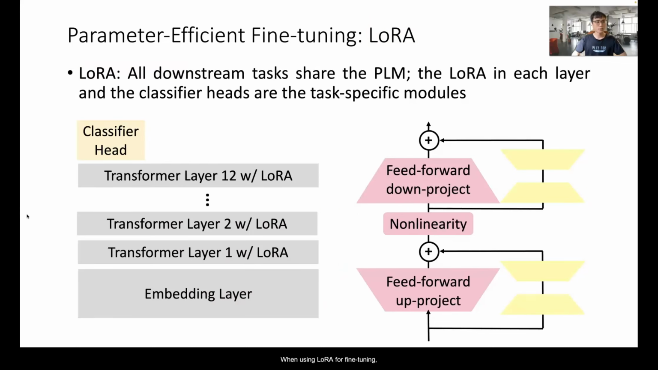When using LoRa for fine-tuning, we only need to insert the LoRa modules next to the feed-forward layers in the pre-trained transformer layers, and add the classifier head on top of the pre-trained model. This results in a very small number of task-specific parameters for each task, and all the downstream tasks share the same set of pre-trained model parameters.